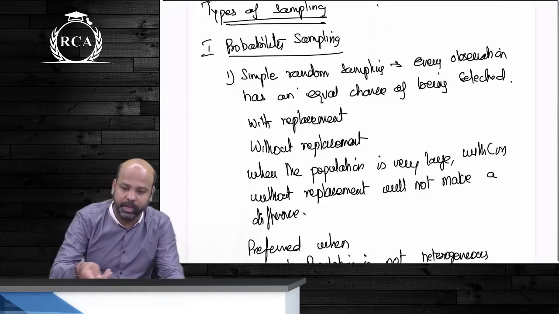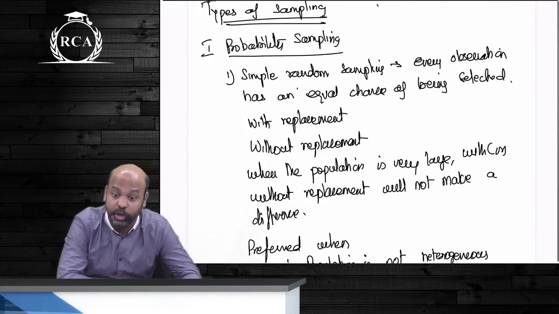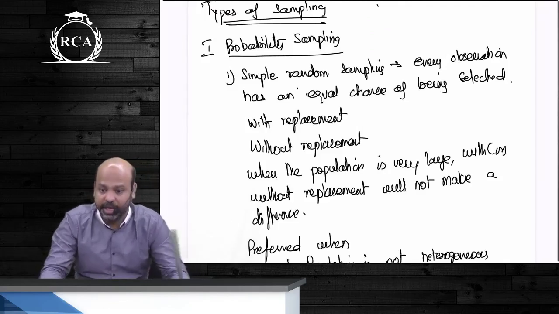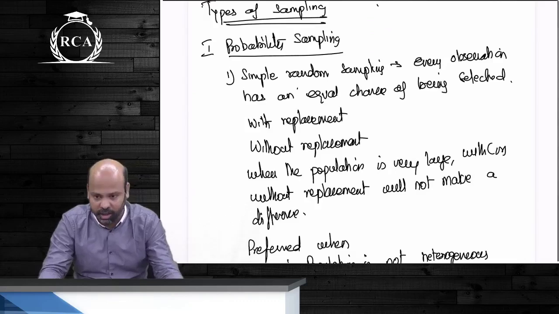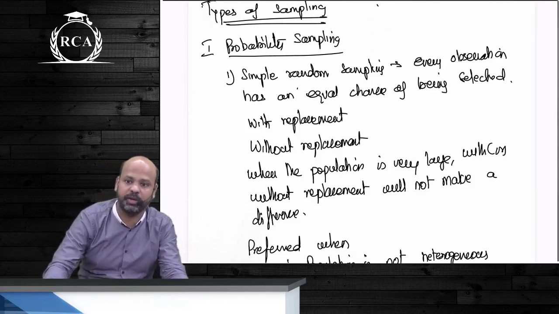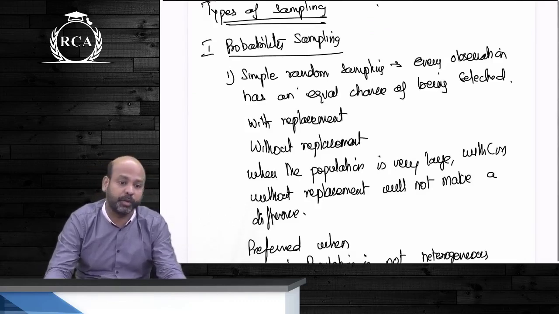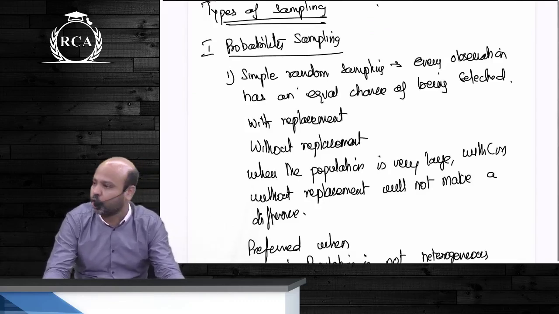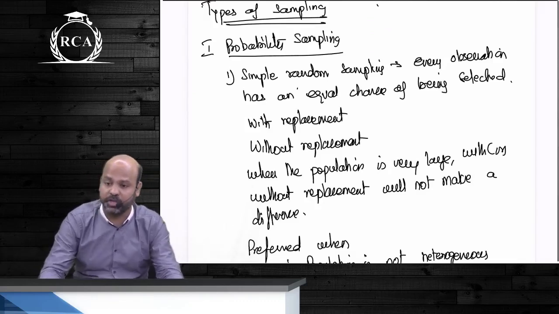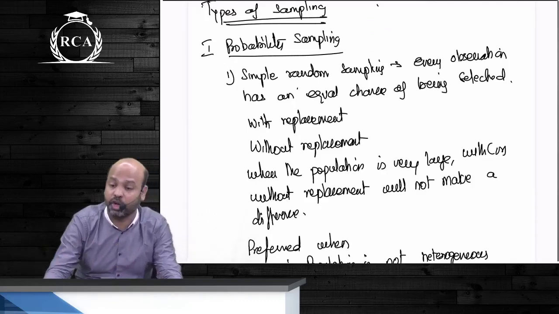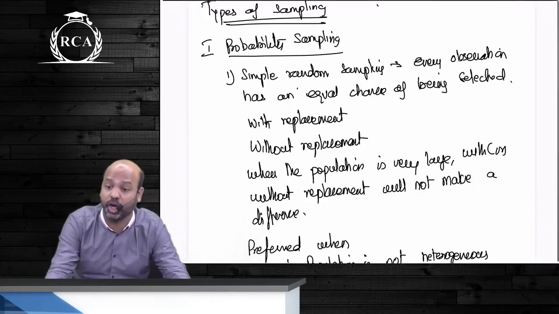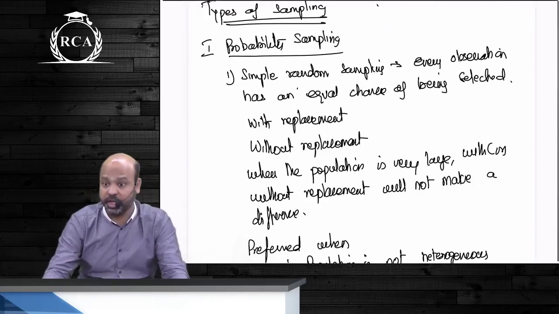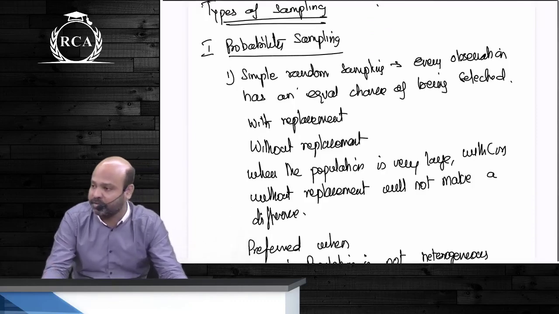Simple random sampling is where all the observations as such, guys, have an equal chance of being selected. It can be with replacement or without replacement. Now, with replacement or without replacement will not make any difference if the population is very large. You use simple random sampling when the population is not very large, the sample size is not very small, and the population is not heterogeneous. It should not be heterogeneous. If the population is heterogeneous, we move to stratified sampling.